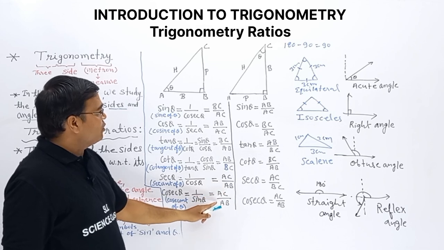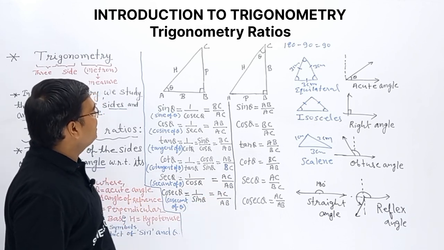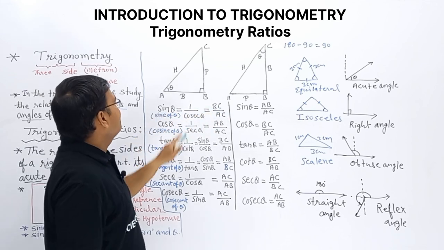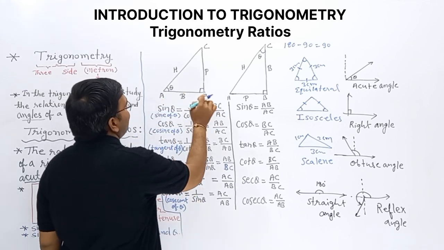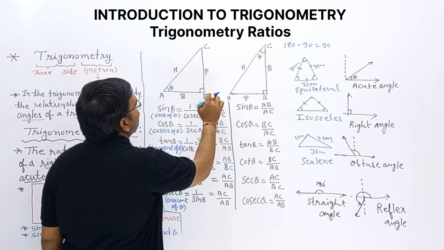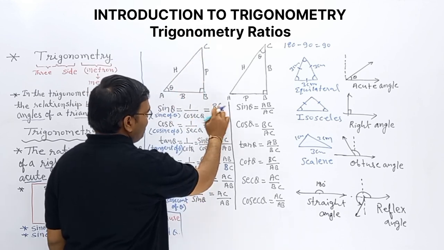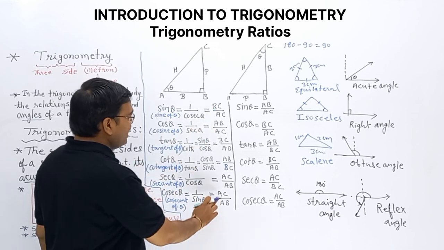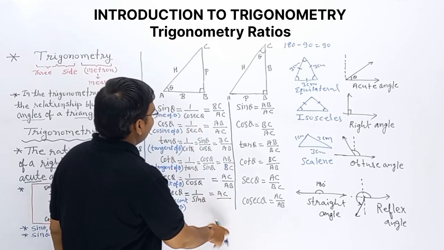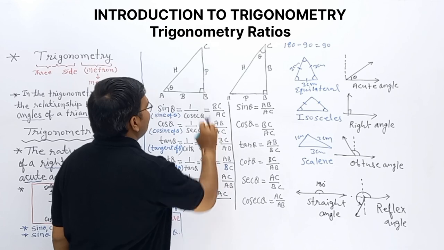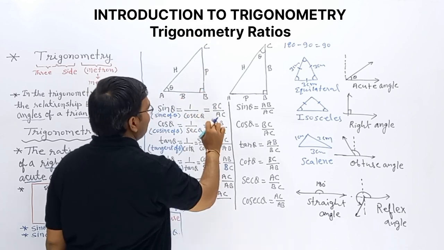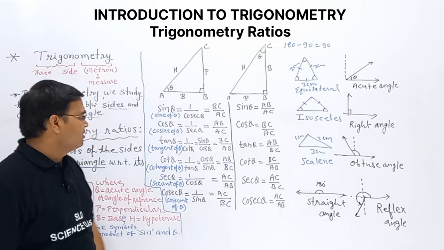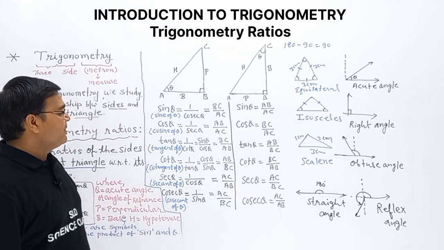AC upon, sorry, what are we doing? Sin theta is what? BC upon AC, perpendicular upon hypotenuse. And cosec theta is equal to what? Its reciprocal. So AC upon what? Why are you using AB? AC, this is the hypotenuse. AC upon BC. Clear or not?